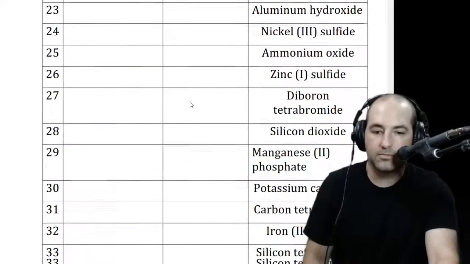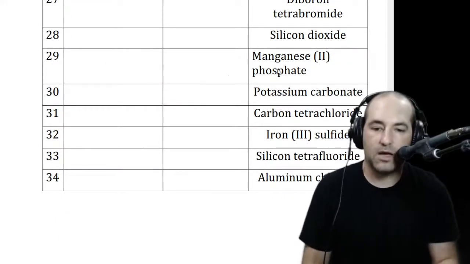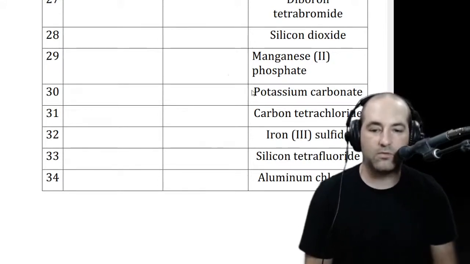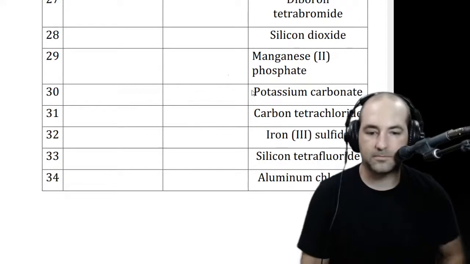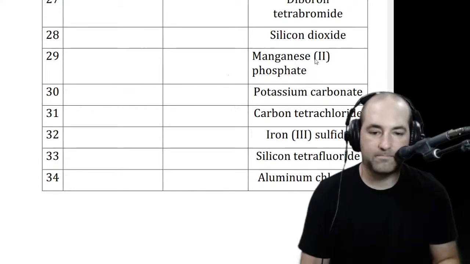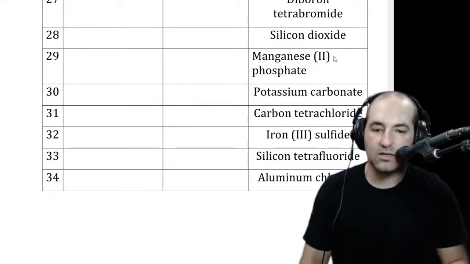How about number 29 here? Manganese II phosphate. So we've got the name, and we need to put that compound together. So we know it's ionic. We know it's a metal with multiple charges. If we look up the symbol for manganese, you'll find that it's Mn.